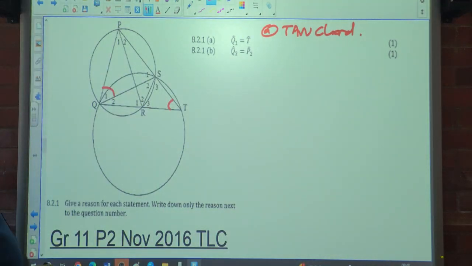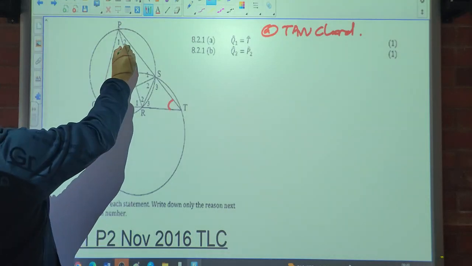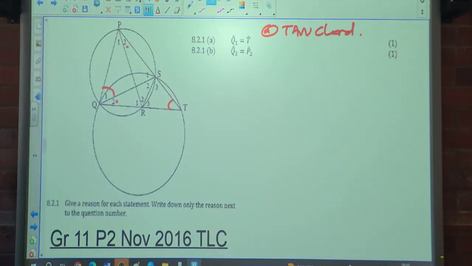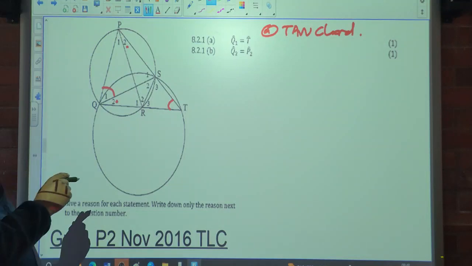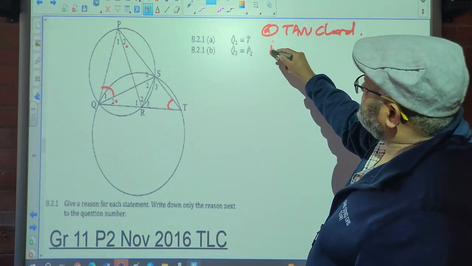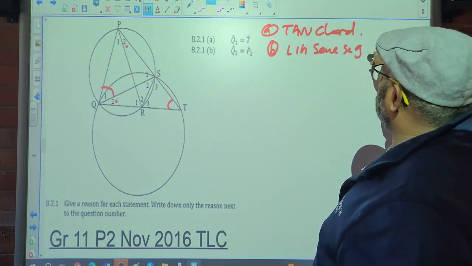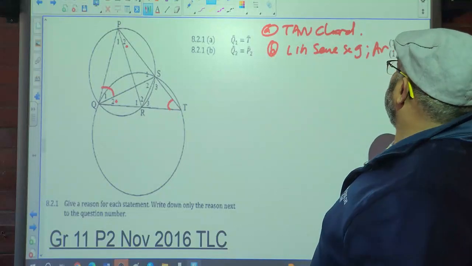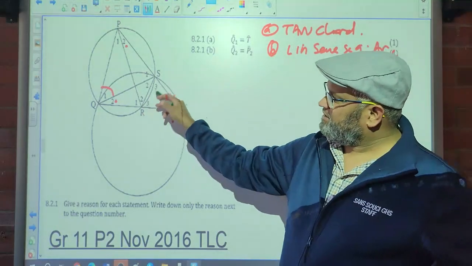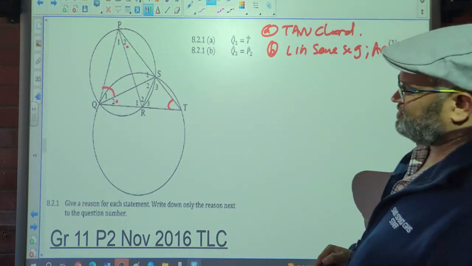Then why is Q2 equal to P2? What you notice is that I'm not going with an arc again. Why? Because they are different angles. Can you see that, people? So why is Q2 equal to angle P? Because it's angles in the same segment, and it's coming from arc RS. Do you have to mention the arc? No. Okay.